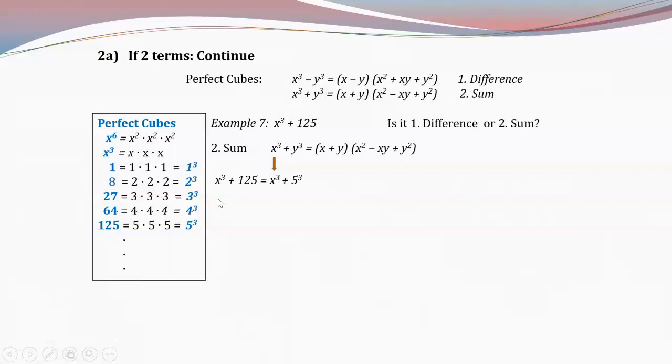So here, guys, I'm going to let the x be my x, and I'm going to let my y be equal to 5. Everywhere you see an x, you're going to put an x. Everywhere you see a y, you're going to put a 5. So x goes there, the y is 5. x squared will just be x squared. What's x times 5? It will be 5x. And y squared will be 5 squared, which is 25. So this is your solution: x plus 5 times x squared minus 5x plus 25. That's how you factor the perfect cubes.